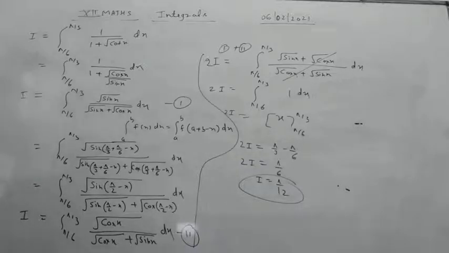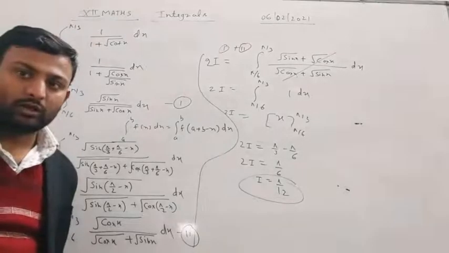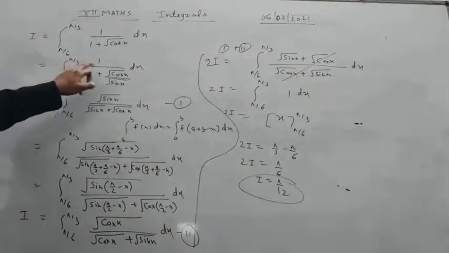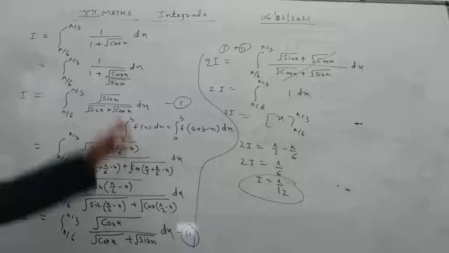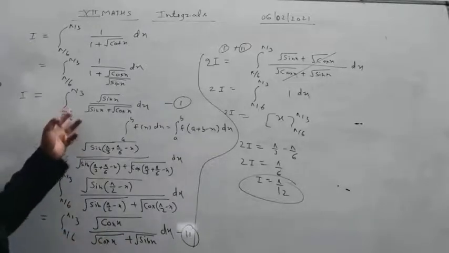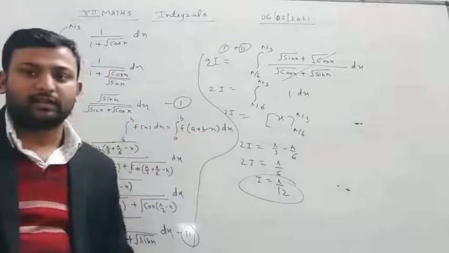Let's see once again. Our question is: find the integral from limit pi by 6 to pi by 3 of 1 by 1 plus under root cot x dx. Okay, students, so from pi by 6 to pi by 3, 1 by 1 plus root cos x by root sin x dx. So when we take LCM, students, we get the limit pi by 6 to pi by 3 of root sin x by root cos x plus root sin x dx. Okay, students, now we see that our limit is from a to b, so we can use this property: integral a to b f(x) dx is integral a to b f(a plus b minus x) dx.